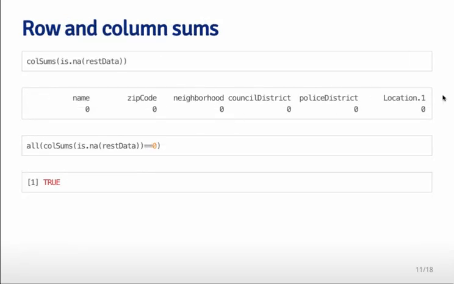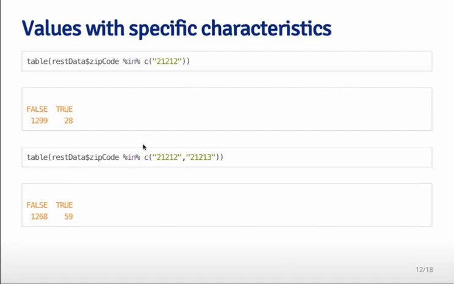Another thing that you might want to do is take sums. For example, you might want to take sums across columns or across rows. You can do that with the colSums and rowSums commands. Here I'm going to take the column sums of is.na applied to the entire data set. I've applied is.na to the data set, and that will be TRUE whenever there's an NA value and FALSE whenever there isn't one. Then I take the sum down every column of that variable, and I see that there are 0 NA values for every single variable in this data set. Then I can apply all to the column sums and show that all of them are equal to 0. In other words, there are no missing values in this data set.